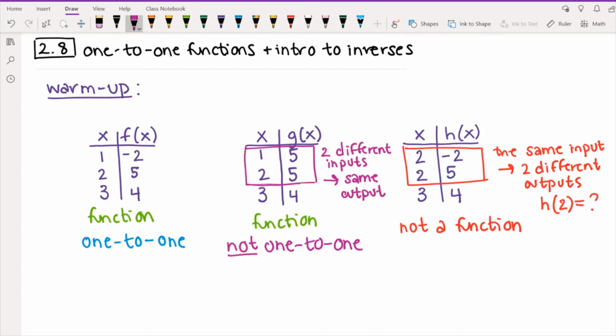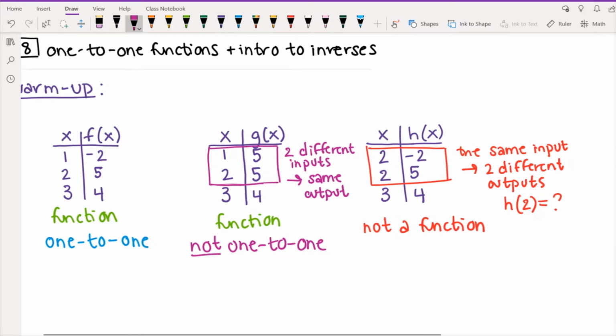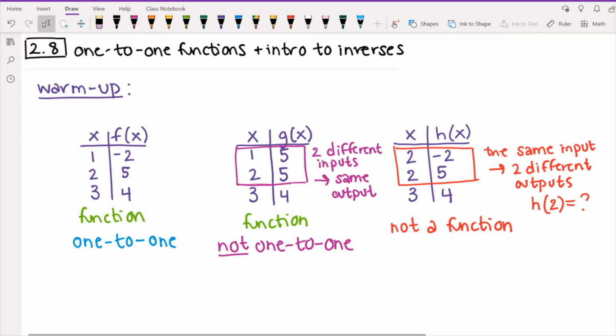So I know it can get a little confusing, what's the difference between the rule for a function versus a rule for one-to-one? Just think about it again. A function basically means that you're able to plug one number in and have a clear answer. Whereas being one-to-one is more about the outputs. It's saying, if you compare all the different outputs, do you have repeated outputs? Are there different inputs that are going to that same output?